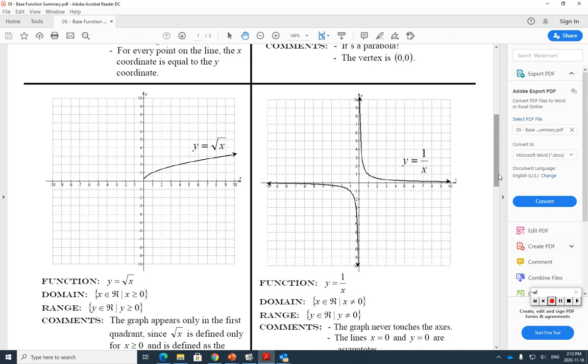The important things are, for very large x values, the y values just keep getting smaller and smaller. Think of it this way. 1 over 2 is like 0.5. 1 over 3 is like 0.333. 1 over 4 is like 0.25. 1 over 10 is like 0.1, and it just keeps getting smaller and smaller from there.